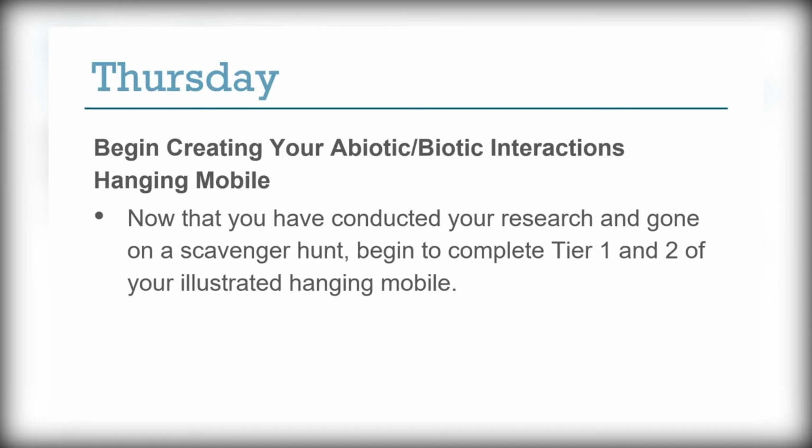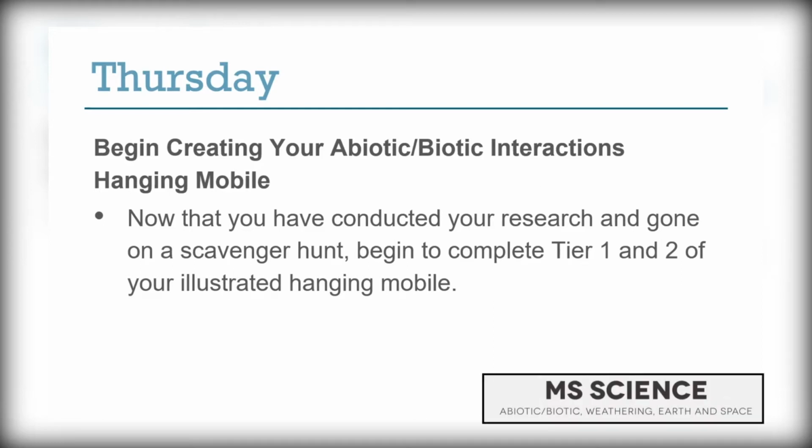On Thursday, begin creating your abiotic-biotic interactions hanging mobile. Now that you've conducted your research and gone on a scavenger hunt, begin to complete Tier 1, Level 1, and Tier 2, Level 2 of your illustrated hanging mobile. Remember, you have to have a description and you have to have 5 illustrated examples.